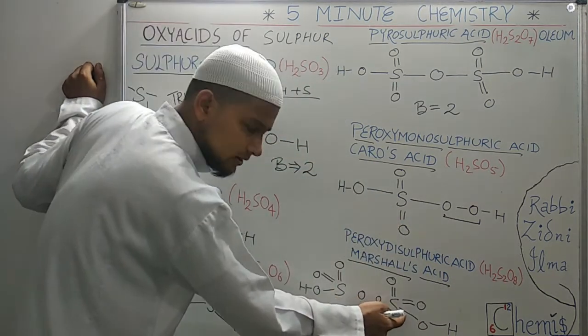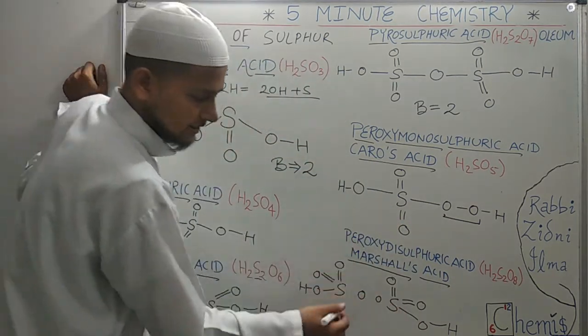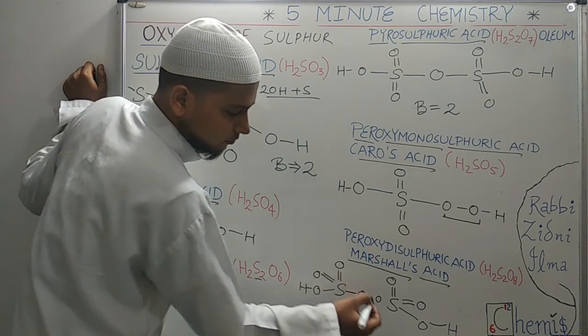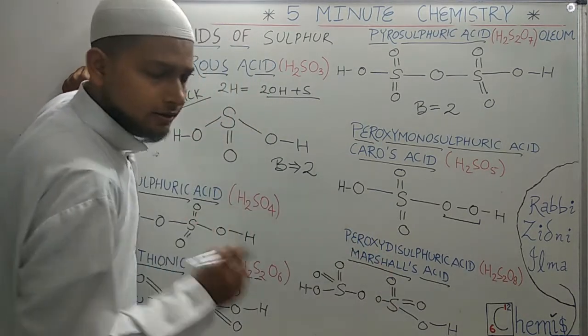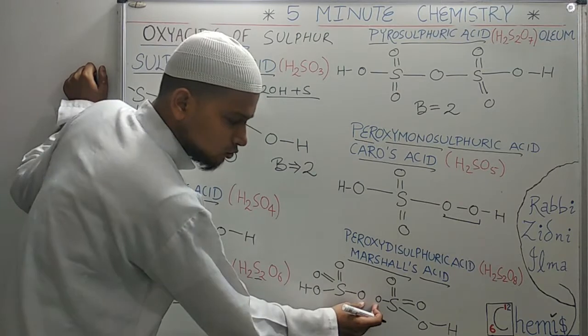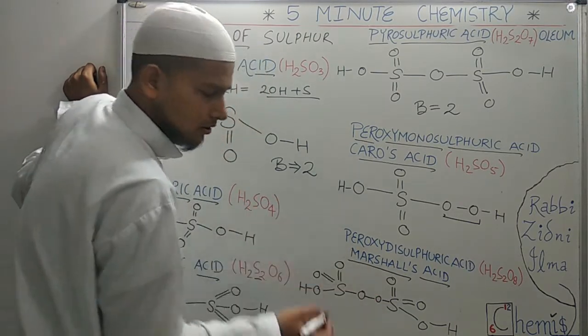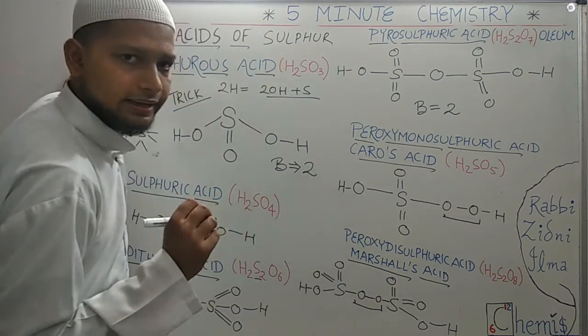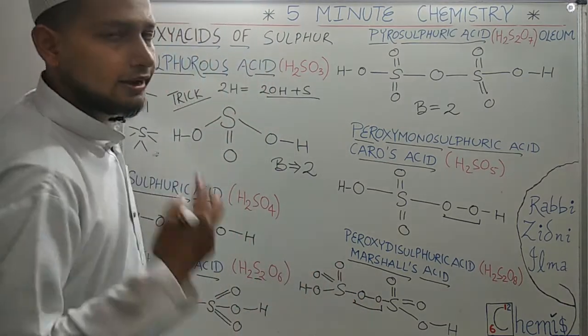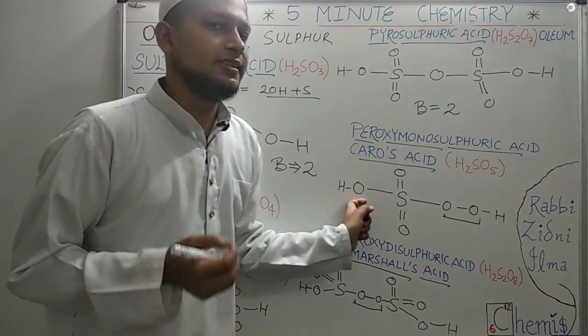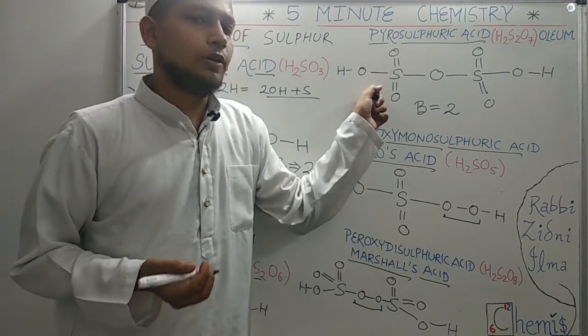Sulfur has 5 bonds, sulfur has 5 bonds. For the 6th bond, it will form a bond with the neighboring oxygen. Now these two oxygens require one more bond, so they will form with each other. This is what? Again a peroxide linkage. The basicity is again 2. In this case the basicity is also 2. In this one also 2.